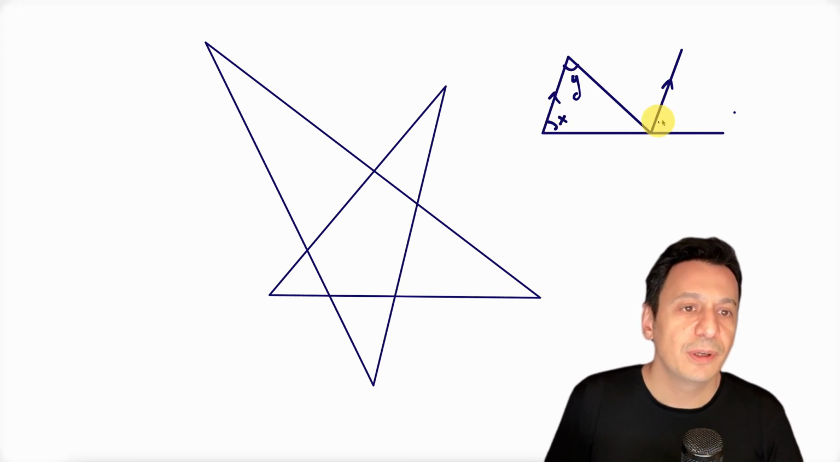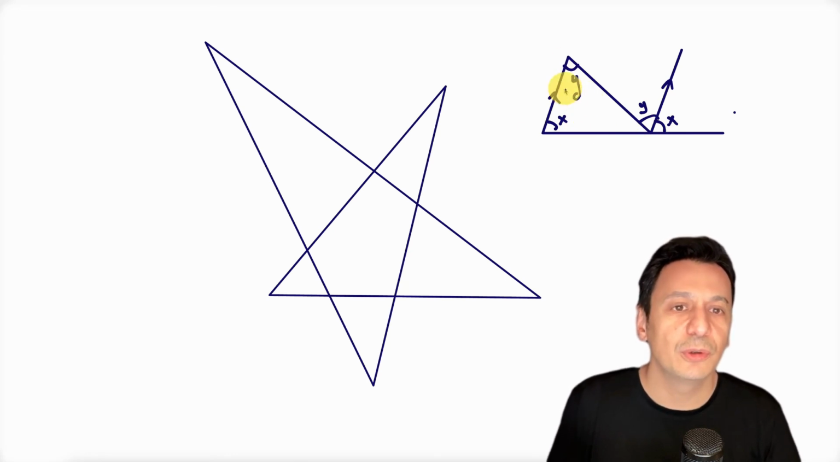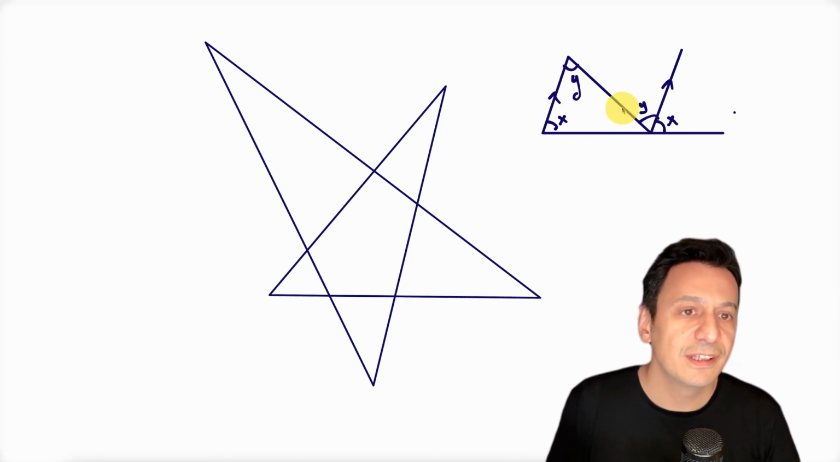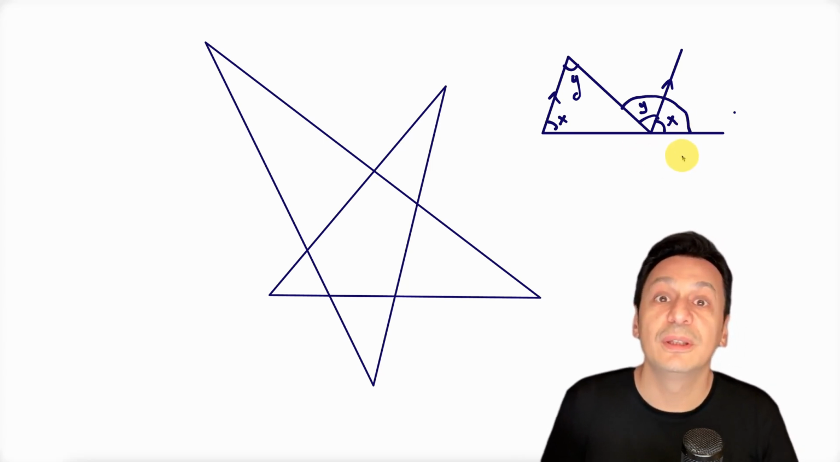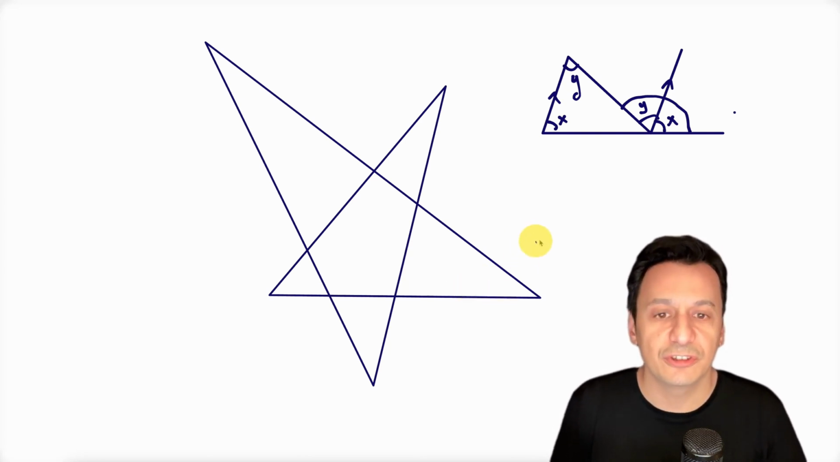Here, because of corresponding angles, this part is also x, this part is y, and due to alternate interior angles, this part is also y. Therefore, in a triangle, the sum of two interior angles is equal to the exterior angle that is not adjacent to them. Using this information, now we'll find out the sum of the acute angles of this star.